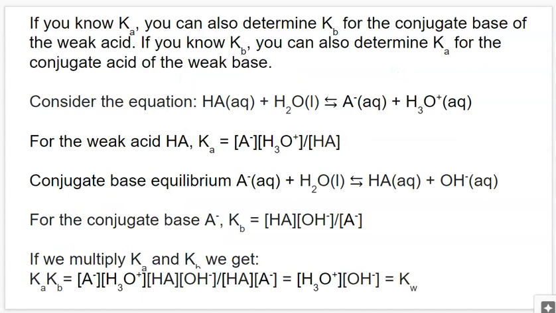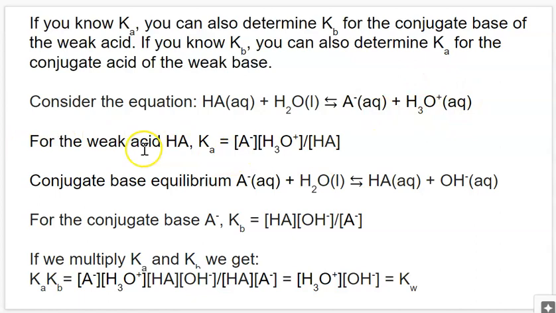Now, if you know the Ka, you can also determine the Kb for the conjugate base of the weak acid, and vice versa. If you know the Kb, you can also determine Ka for the conjugate acid of the weak base. So what I mean by that, consider this equation here. This is a generic acid equation where I have HA interacting with water. It's going to donate its hydrogen. We end up with A minus, which is our conjugate base of our original acid, and then hydronium.